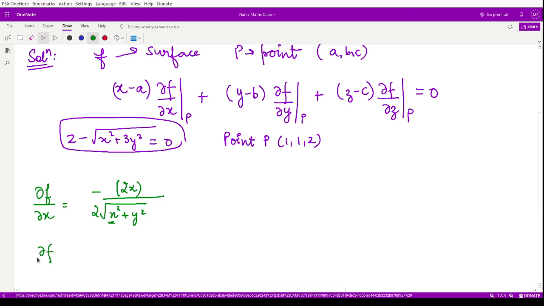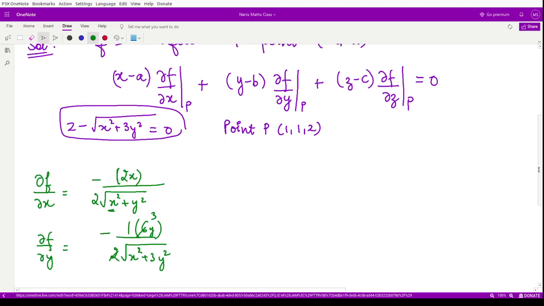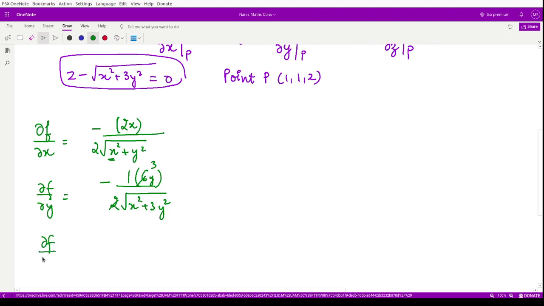And similarly, when you compute the partial derivative with respect to y, it would be minus of 1 divided by 2 square root of x square plus 3y square, and then the derivative of this inner term, which would be 3 into 2y, right? That means 6y only. So it would be 6y. So this and this cancel out. And for the third term, you wanted to calculate the partial derivative with respect to z. So it would just be 1.